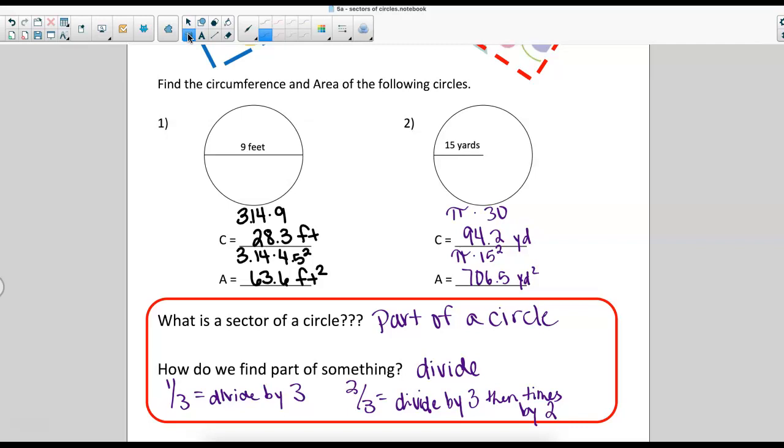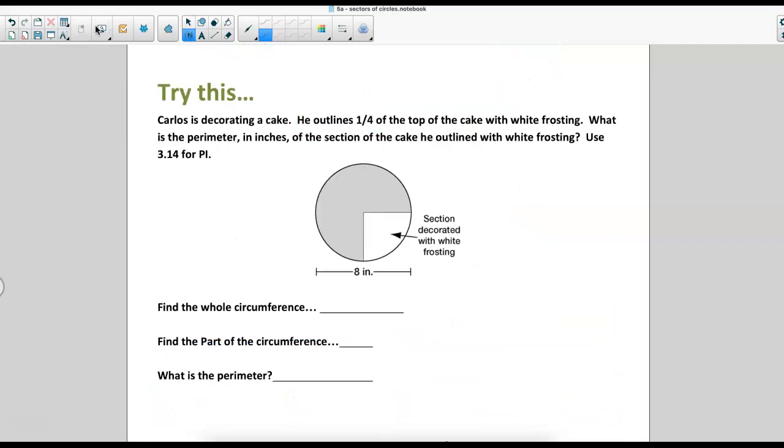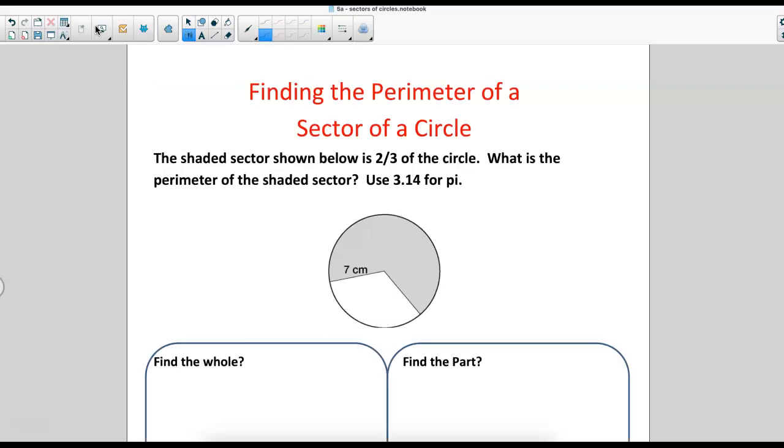Okay, on the second half of the page, we're not going to flip the page yet. Oops, I think I went too far. Okay, finding the perimeter of a sector of a circle. Perimeter means what? The outside, right? So when we find perimeter, we want to go around the outside of the section. Not the whole circle, just the section. We are going to talk about that after lunch, so head to lunch.